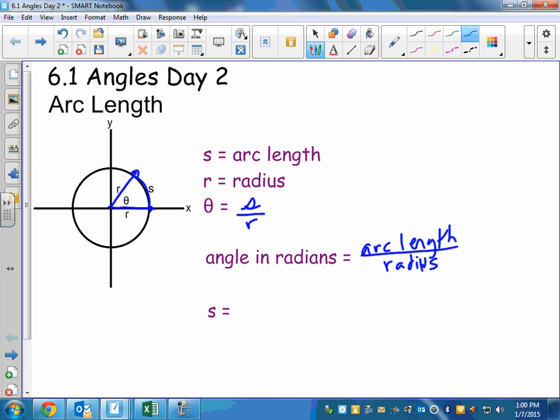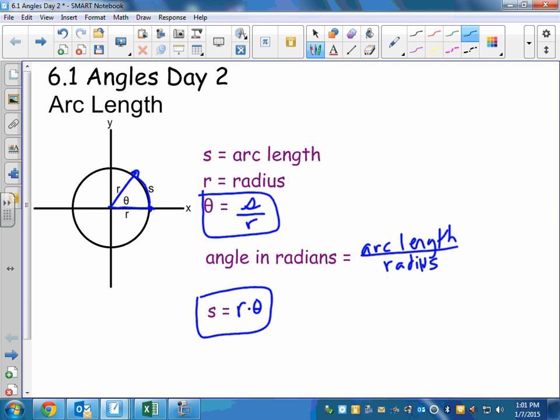Most of the time, not always, but most of the time, we're looking for the arc length, and they give you the radius and the angle. So I thought we could just solve this equation for s, which means I would just multiply r over, and I would get s equals r times theta, right? These are the exact same formula, just written in a different way. Follow me on that? You might have to have this memorized at some point, depending on what's on the unit test.